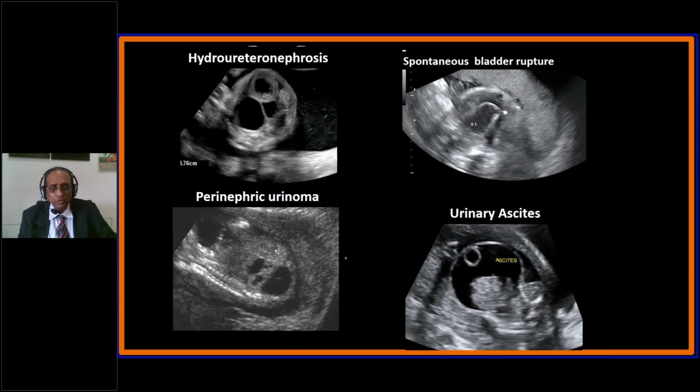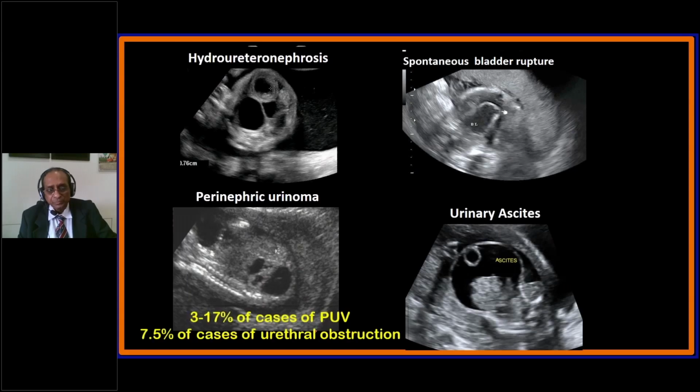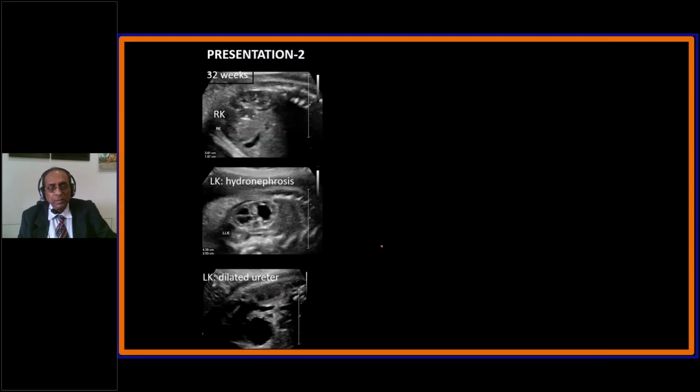Now, what happens in a posterior urethral valve? The upper tract significantly dilates, and you can have marked hydroureteronephrosis, and sometimes you can have a spontaneous bladder rupture leading to urinary ascites, as you can see here, or one of the calyces can rupture and lead to a paranephric urinoma. In about 3 to 17% of cases of PUV, you will have a paranephric urinoma or a bladder rupture causing ascites.